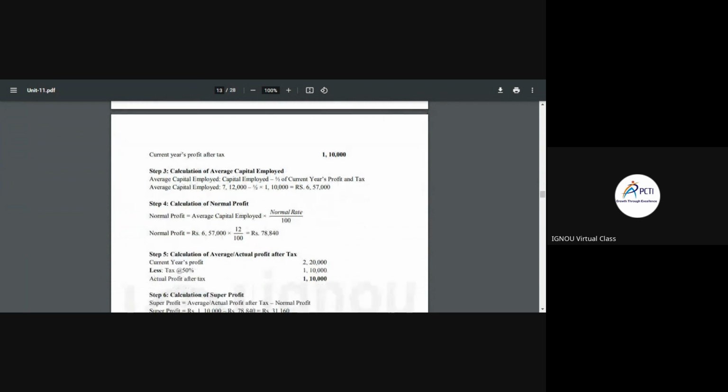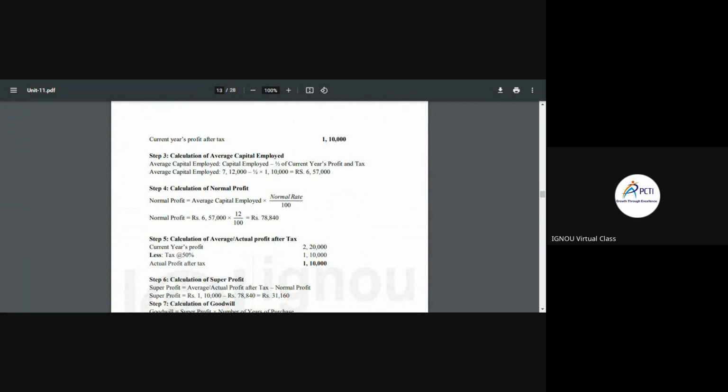Then in step 3, average capital employed is equal to capital employed minus half of current year's profit after tax. For this, we have 7,12,000, then we deduct half of 1,10,000, and we have 6,57,000. In step 4, we need to calculate the normal profit. Normal profit is equal to average capital employed multiplied by normal rate of return, which is given in the question as 12%. So 6,57,000 multiplied by 12% is equal to 78,840.